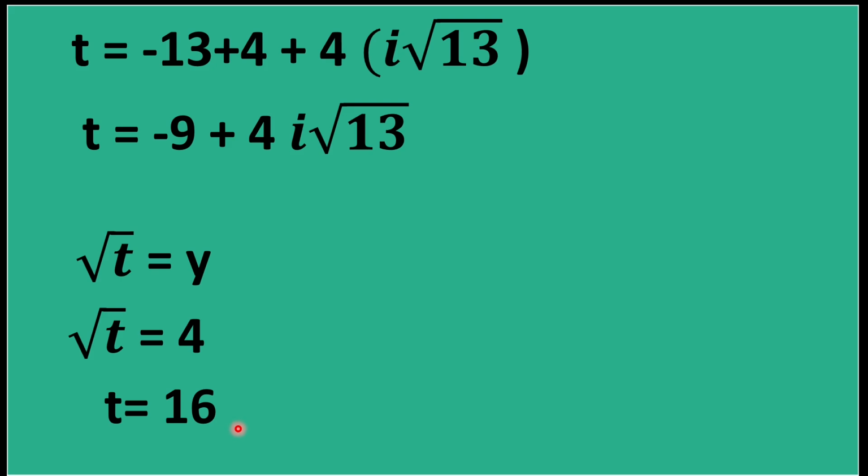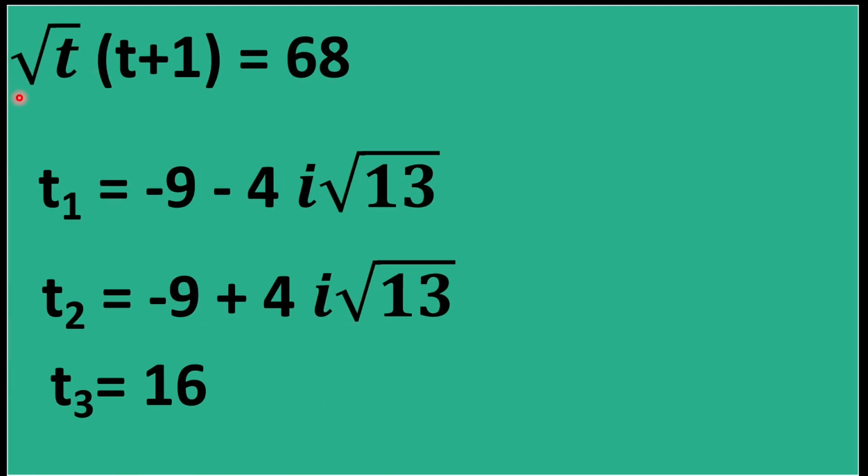So overall we have three values of t, and this was our question: under root t into t plus 1 equal to 68. Now we have three values: t1 equal to minus 9 minus 4 iota under root 13, and t2 equal to minus 9 plus 4 iota under root 13. These two values of t are complex solutions of this question, while the third value t3 equal to 16 is the real solution of this equation. So these are the three solutions of this equation, which is the value of t.